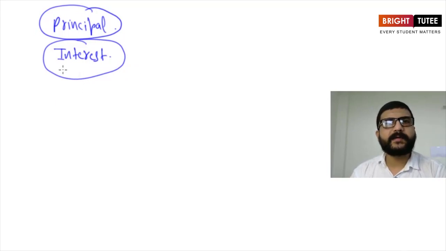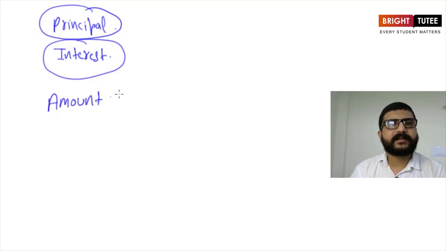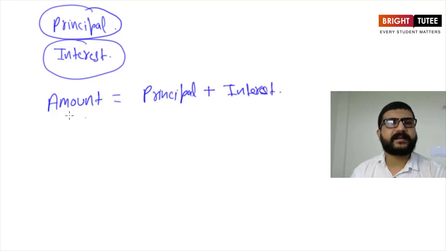Now how much amount do we have to return? When we are returning the amount, we have to return it with the sum of principal and interest. So the amount which has to be returned is always the sum of principal and interest. That is, while returning the amount, we have to give the amount which we have borrowed, that is principal, and we have to give the charge on that amount, that is interest. So amount is equal to principal plus interest.